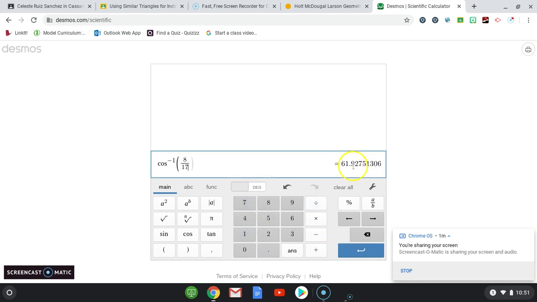Remember I said it would be 61.9? There it is, 61.9. You can close the parentheses if you want to over here, but it doesn't matter. You don't need to. So that is that.